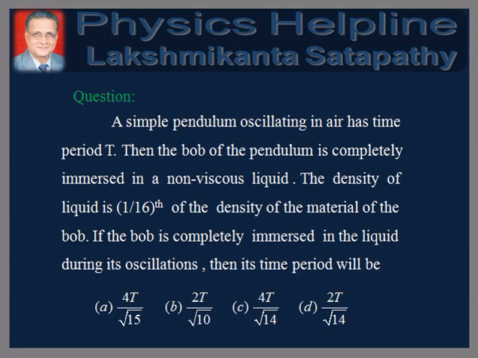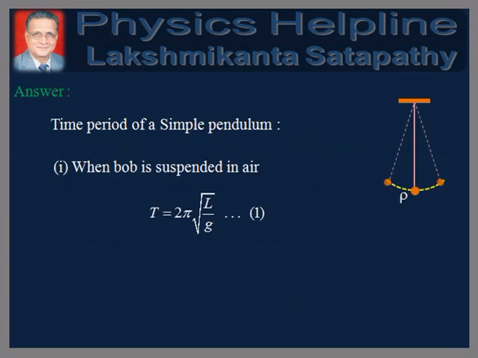The options are 4t by root 15, 2t by root 10, 4t by root 14 and 2t by root 14. Now for the answer.